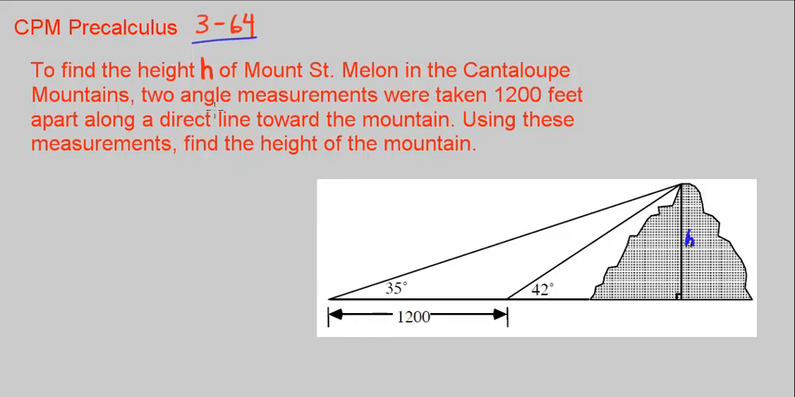But anyway, we have two angle measurements that were taken 1,200 feet apart. So here is one point and another point 1,200 feet apart, and the angle measures were taken 35 degrees, 42 degrees, along a direct line toward the mountain. Use these measurements to find the height of the mountain. Okay? So this is doing actual real calculations that you can use to find the height of something far away.